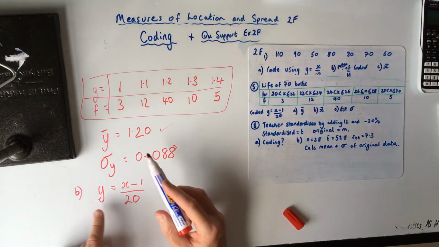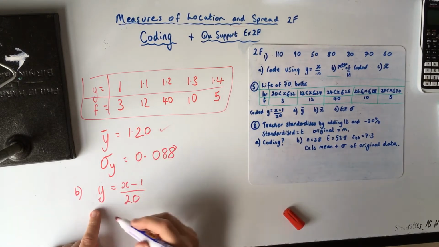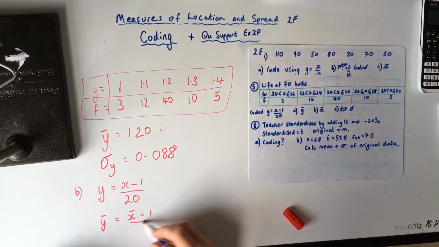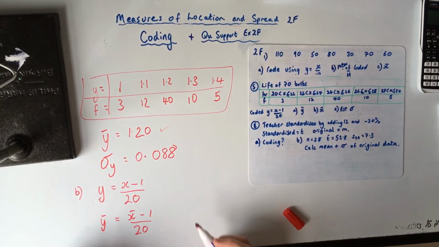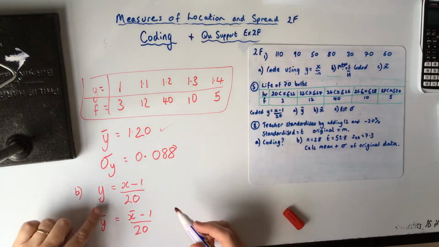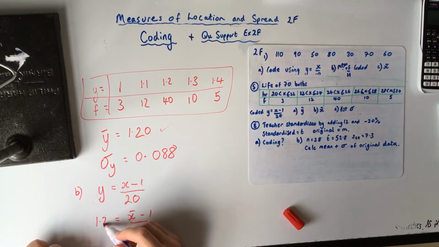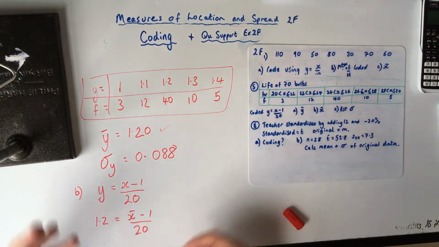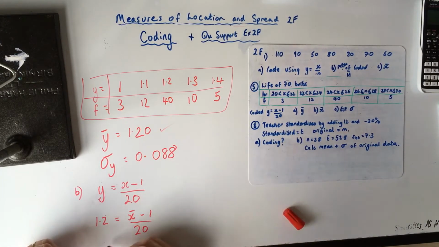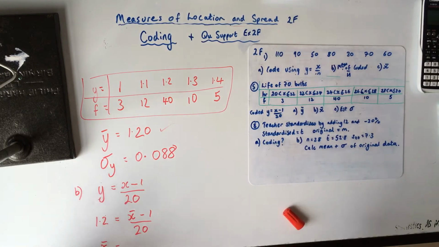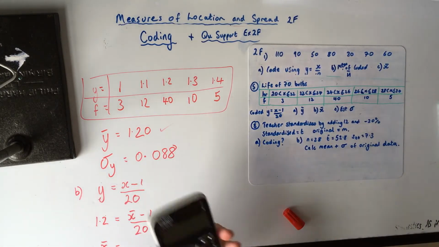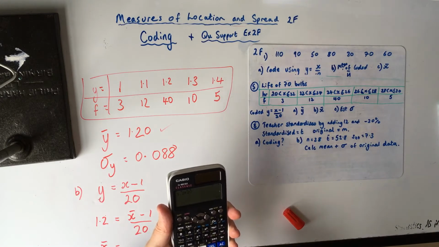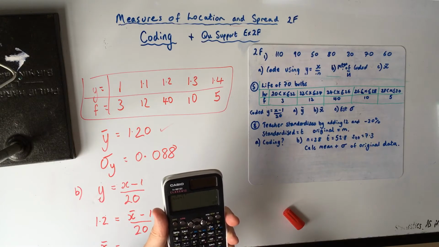So if y is 1.2, remember that y bar is equal to x bar minus 1 over 20. The same effect would happen to the mean. So what we've got to do to that number is times it by 20 and then add 1, reversing it. So x bar, 1.2 times 20, add 1 is 26.